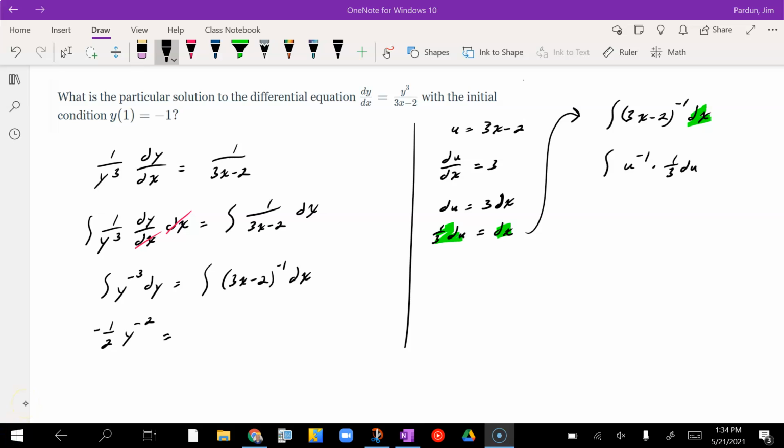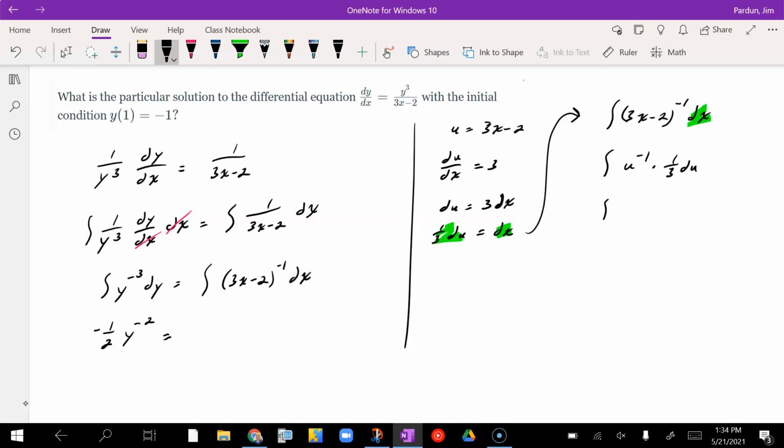Okay, so now when we integrate here, this is kind of interesting. I got u to the negative 1. If I try to use a traditional way to find the antiderivative of u to the negative 1, I'm going to get into problems because negative 1 plus 1 is 0, and I certainly can't multiply by 1 over 0.